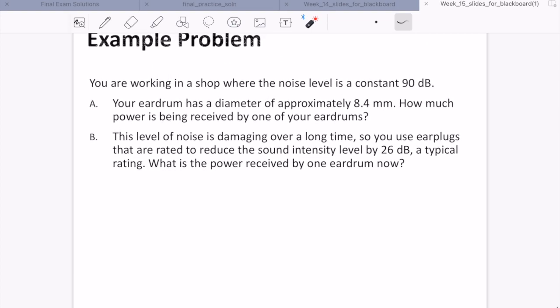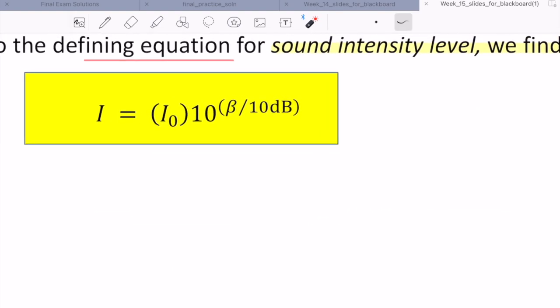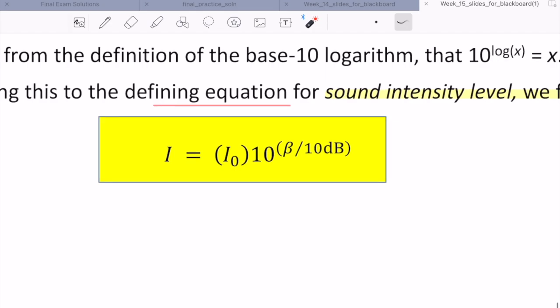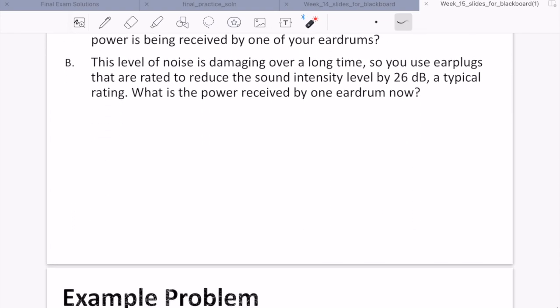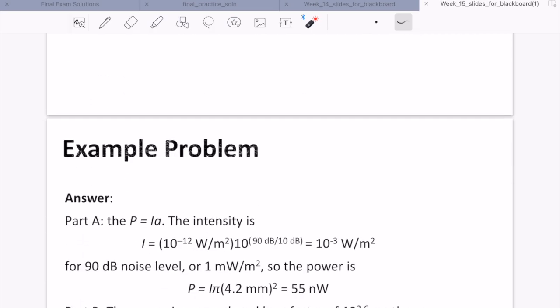I think you can also do it the longer way. If they're just asking what the power is, you can find the new intensity again. If it dropped 26 decibels, you went from 90 minus 26, which gives you 64 decibels as your new sound intensity level. So you plug in the 64 here, divide by 10, and get your new intensity. Once you have your new intensity, you multiply it by the area again and get your new power. So you could do it that way as well, I think. So it's sweet. Yeah.